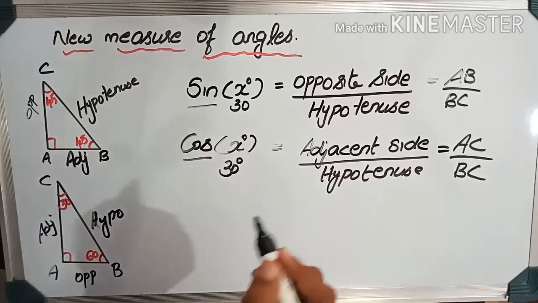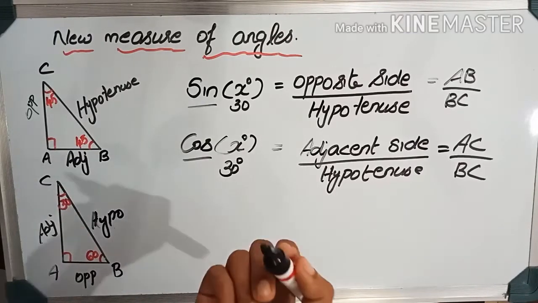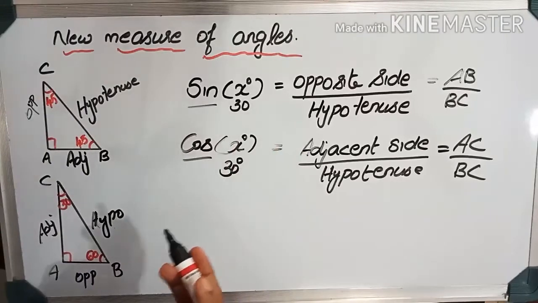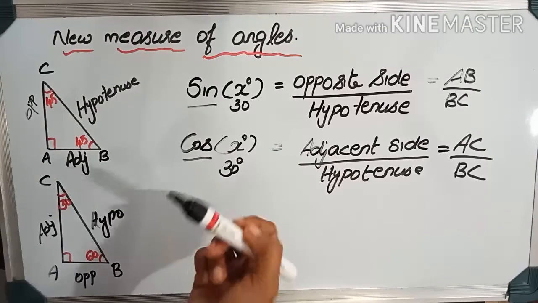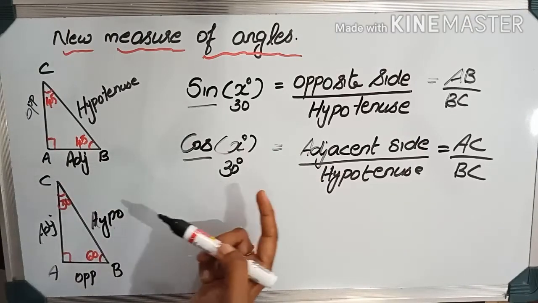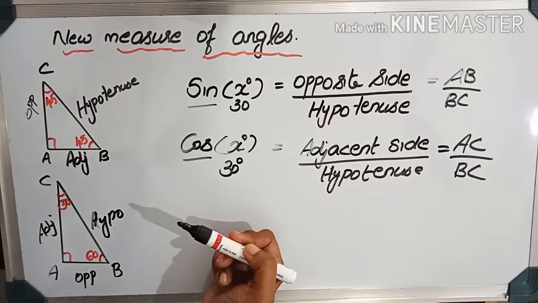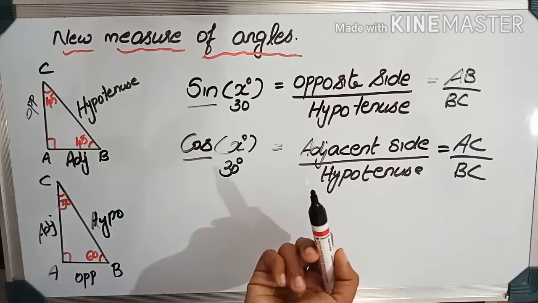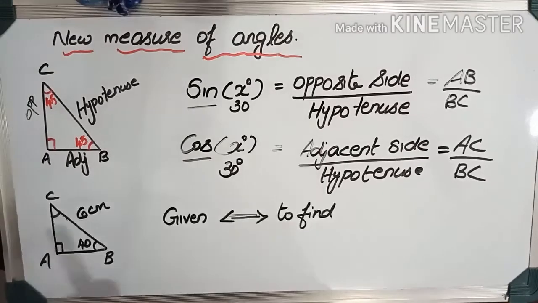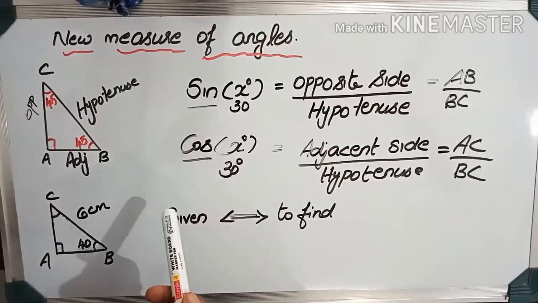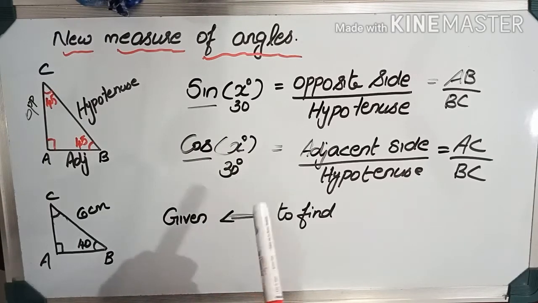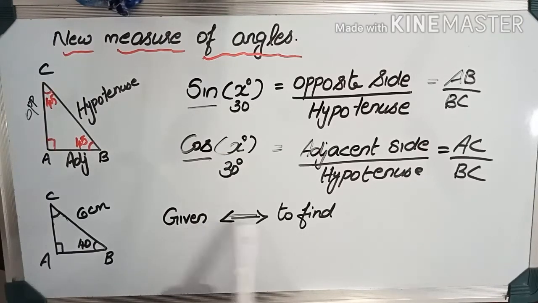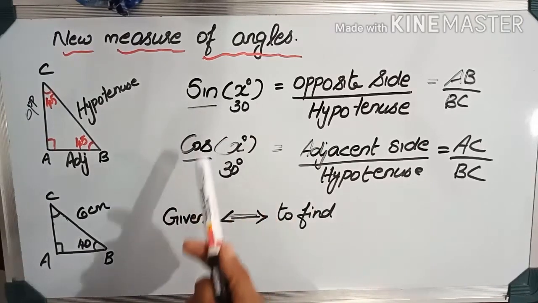Then how will we apply this in order to find the measurement? Whether sine or cos, how will we identify which value to apply? For that, in the question, at least one measurement will be given. Then the next measurement you have to find. To apply sine or cos, you have to find the relation between the measurement given in the question and the measurement you have to find. Depending on this, you can choose sine or cos.